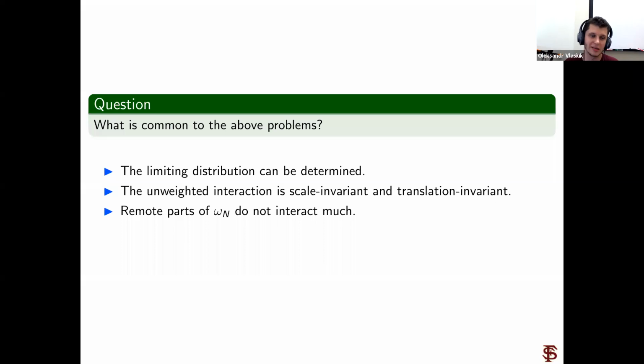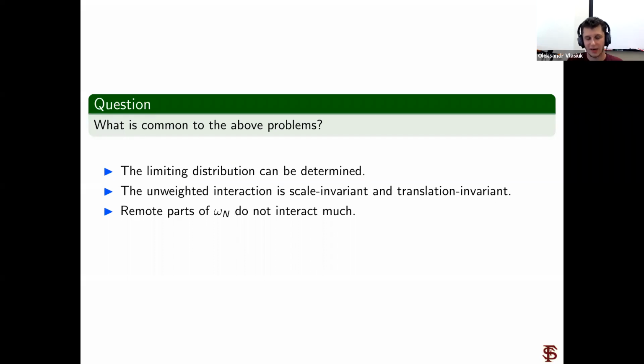Now, apart from that, if you don't add any weight to the interaction, then it's going to be scale invariant and translation invariant. So both for optimal quantizers and for these Riesz interactions, if you just rescale the configuration and the domain, then minimizers are also rescaled. And similarly for translation, if you just translate your configuration around with the domain, nothing changes.